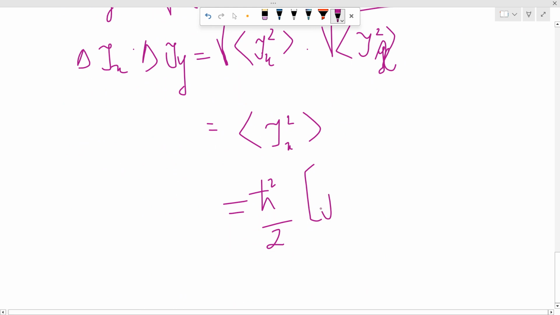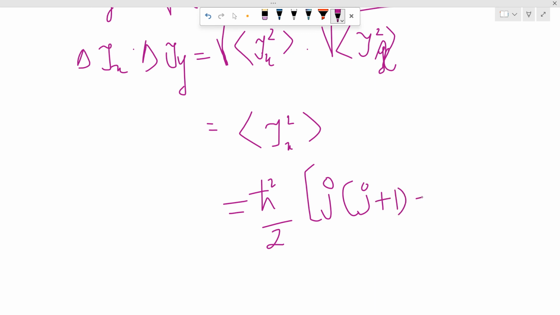J into (j plus 1) minus m square. Okay. This is the answer. This is the answer for what? Delta Jx into delta Jy. All right. This is the answer.